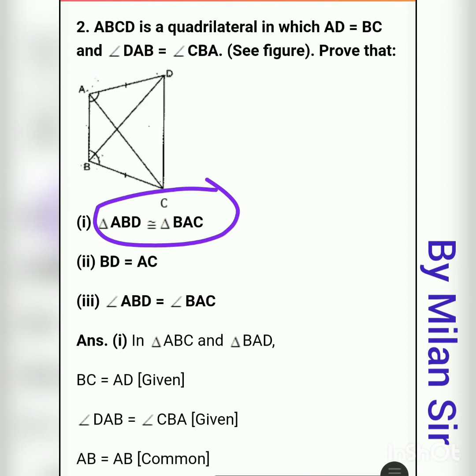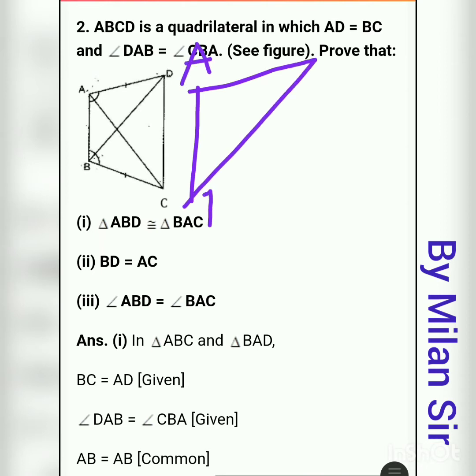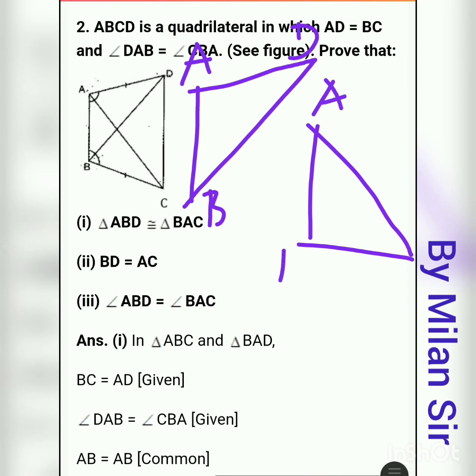Okay, so we need to consider these two triangles ABD and BAC. Here the first triangle is ABD and the second one is triangle ABC, otherwise BAC, CBA, whatever you can say. Now it is given in the equation AD is equal to BC. AD and BC both are equal, right?